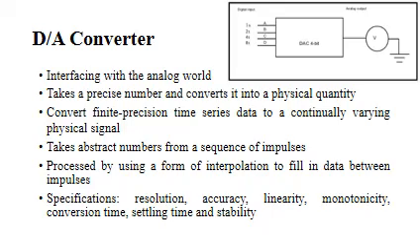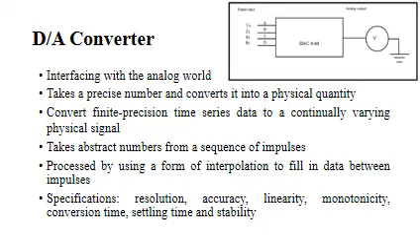DA converter or DAC converts digital signals into analog format. An analog to digital converter performs the reverse function. So what are the basic operations of a DA converter? A DA converter takes a precise number and converts it into a physical quantity such as voltage or pressure. These converters are often used to convert finite precision time series data to a continuously varying physical signal.